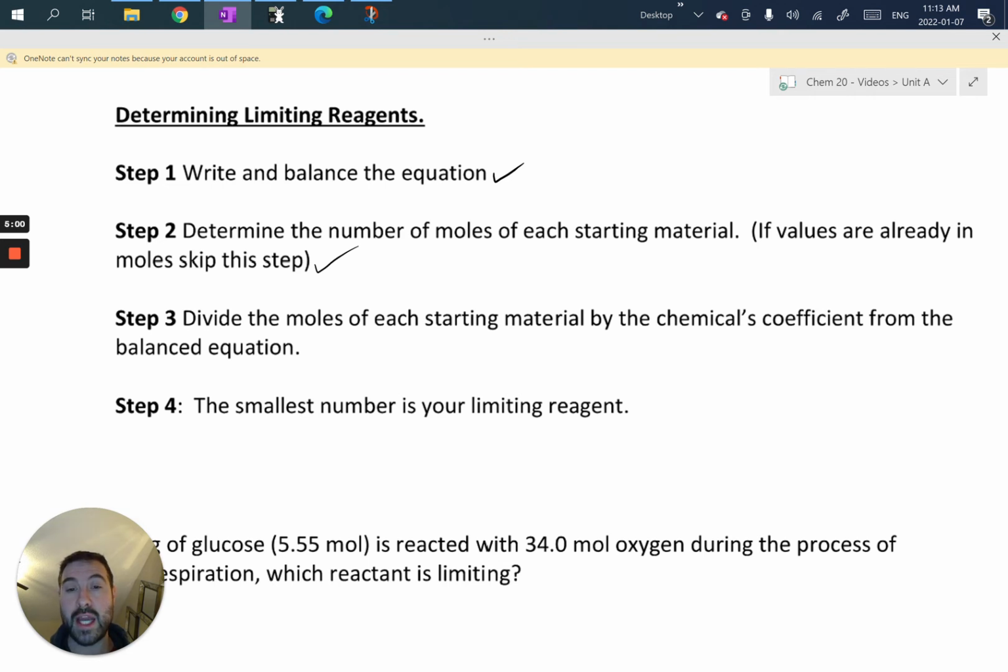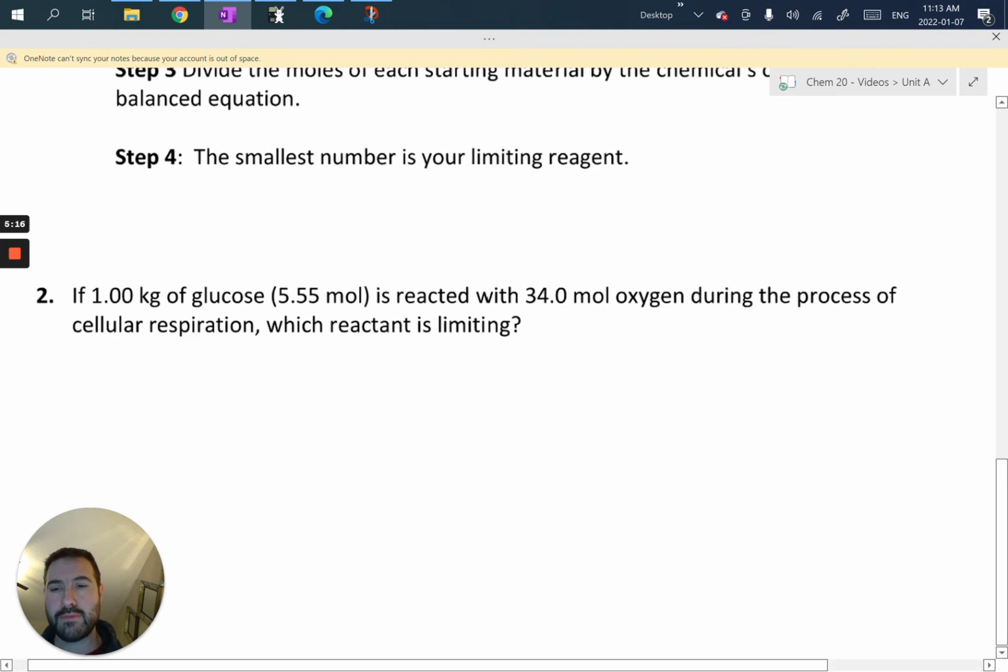So the way you can do that is you can actually just divide the moles of each starting material by that chemical's coefficient in the balanced equation. Okay, so sort of a little shortcut. The smallest number that comes out of there is going to tell you what your limiting reagent is. So let's do a problem.